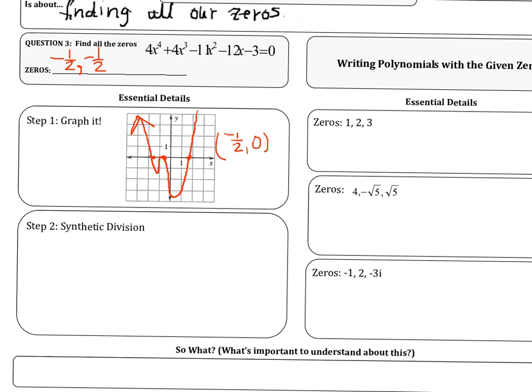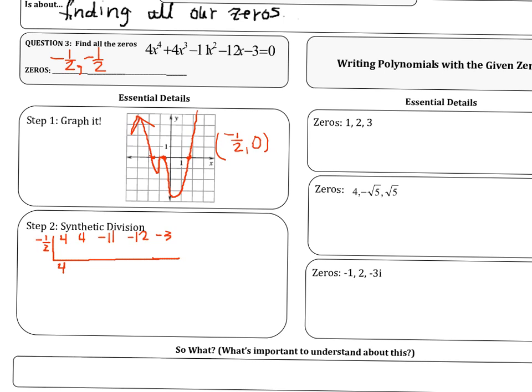So now we're going to use synthetic division. And because it happens twice, we need to do negative 1/2 into our function twice. So I'm going to divide negative 1/2. I'm using synthetic division. My coefficients are 4, 4, negative 11, negative 12, and negative 3. And I'm not missing any, so I don't need to fill any zeros in there.